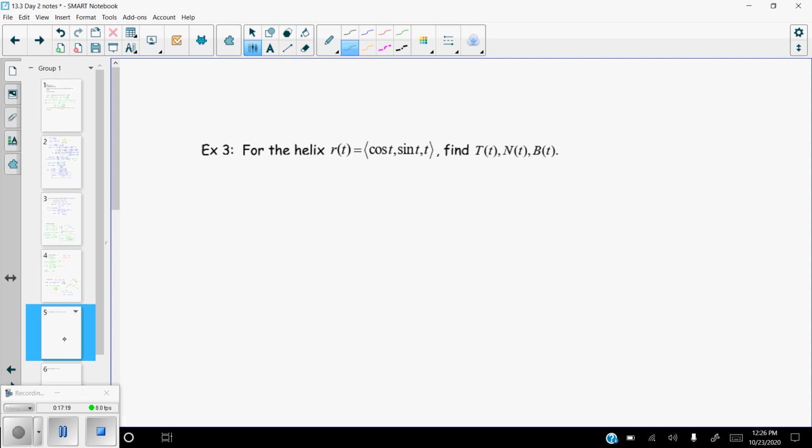For the helix, which is given as cosine t, sine t, t, we want to find all three things. Specifically, we're going to go ahead and find these at a value where t equals 0. So let's add that in there. We're going to find this at t equals 0.